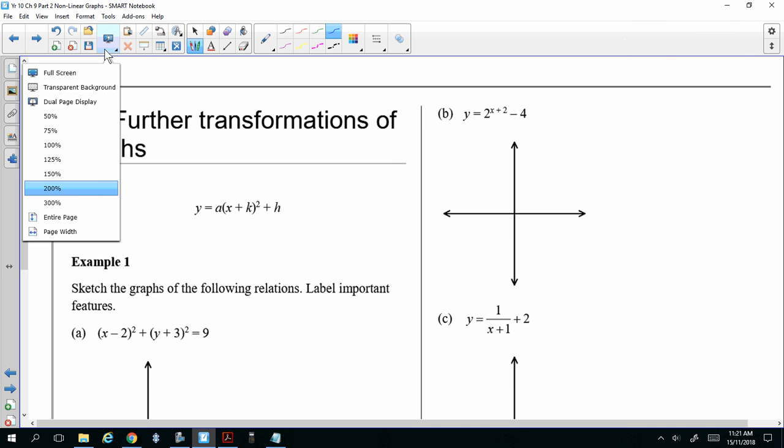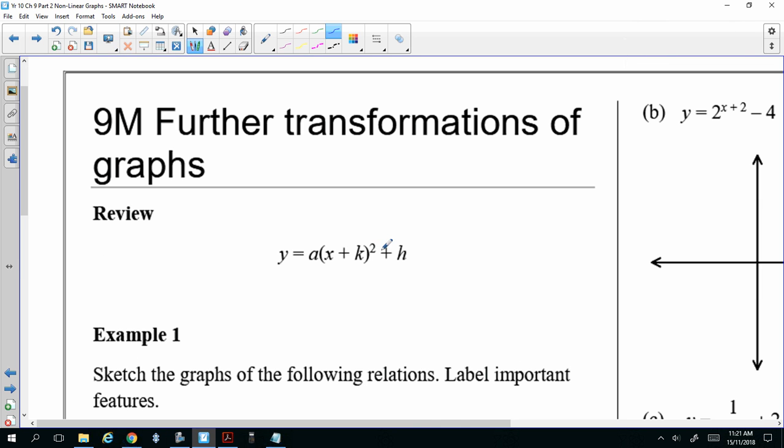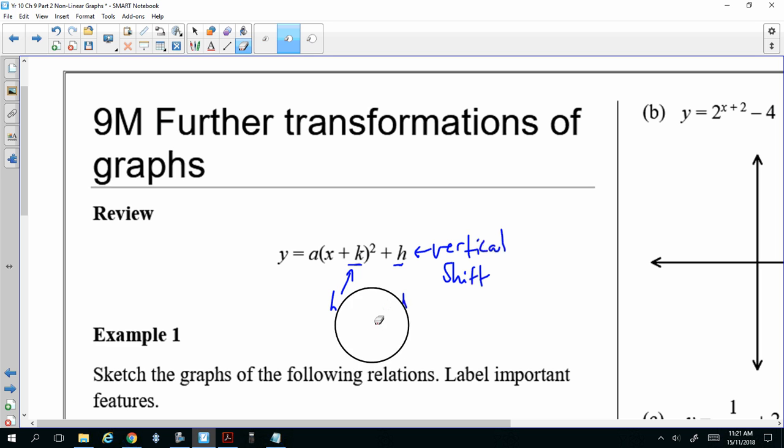Transformation of graphs, let's review that with the parabola. So remember this form, the h tells you how much you go up, so that's vertical shift. And this one is a horizontal shift. So we're going to do the same translation today.